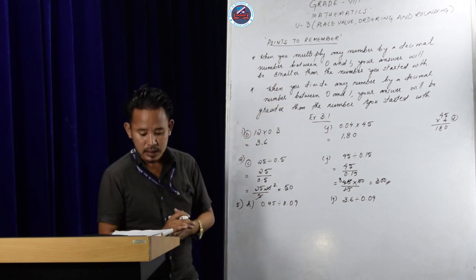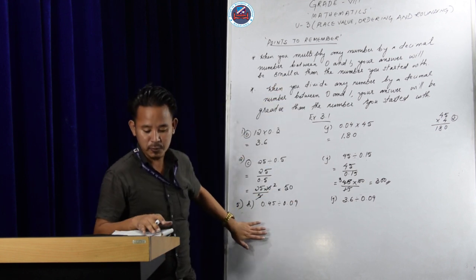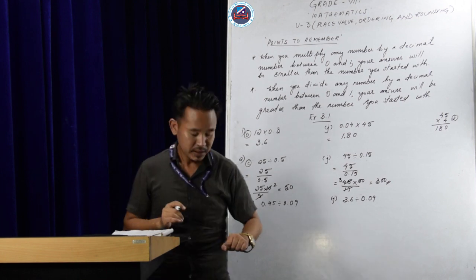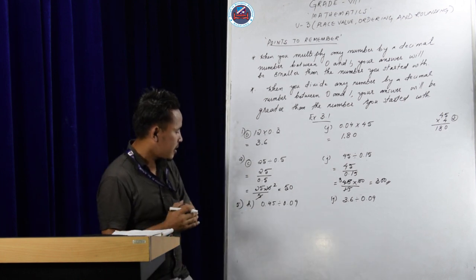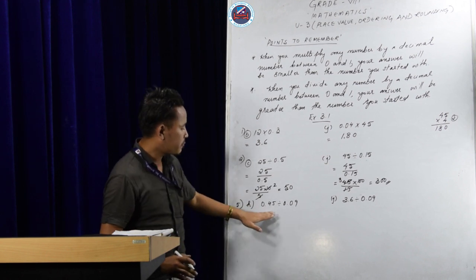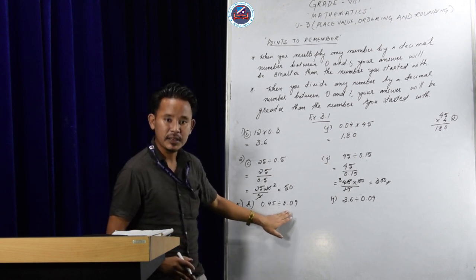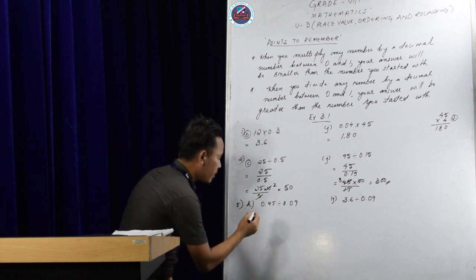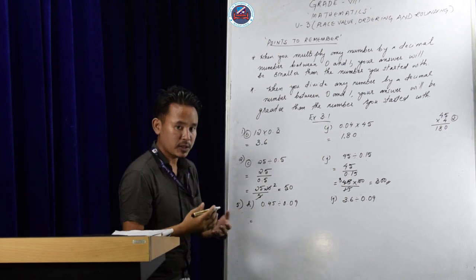Now moving on to the next one, the question which I have selected is question number 5H. It says work this out mentally. It's the same thing again. 0.45 divided by 0.09. So what you can do here is, let's follow the same method.